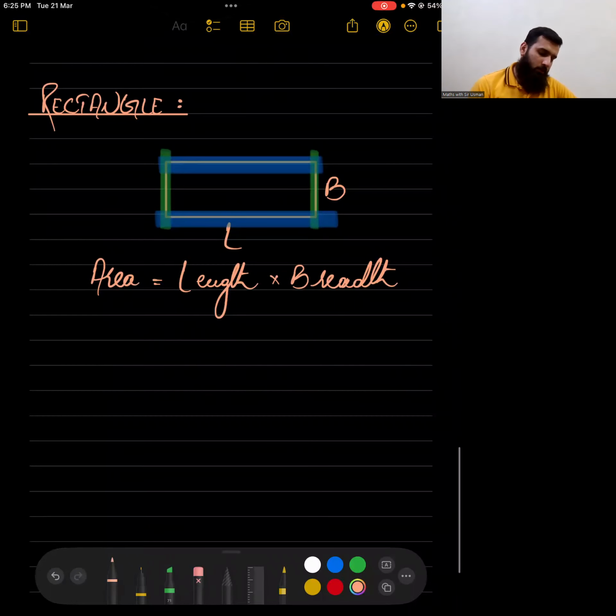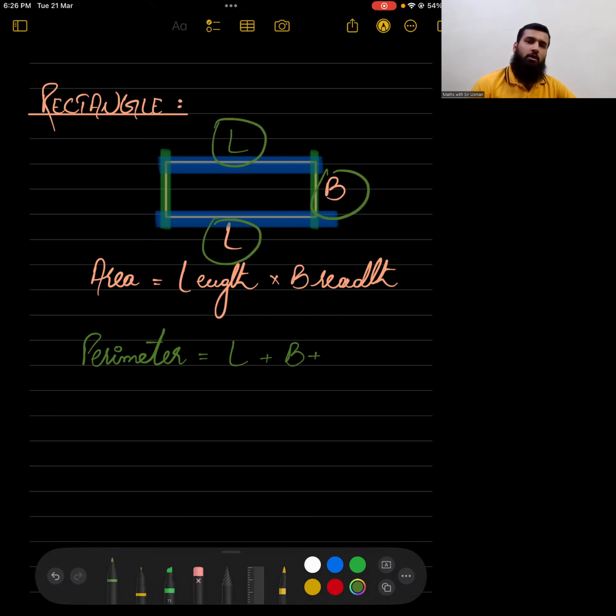So for the perimeter, the things are pretty easy over here. We just need to add up all of our sides. So we are going to have the length plus the breadth plus the length over here on the top plus the breadth on the side. So it is going to be length plus breadth plus length plus breadth. And to make it easier, we could just make it as 2 times L plus B. Or we could write it as 2L plus 2B.